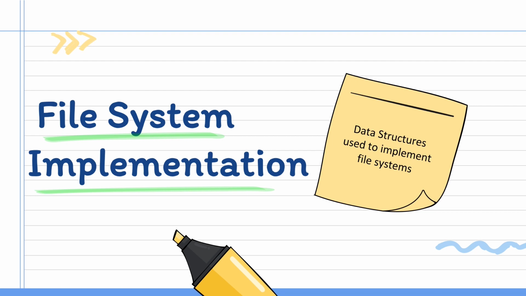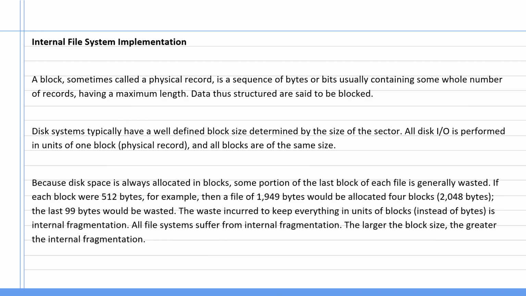Coming to file system implementation. It is nothing but the data structures used to implement file systems. Now let's understand what is internal file system implementation. A block, which is usually called a physical record, is a sequence of bytes or bits containing some whole number of records having a maximum length. Now disk systems typically have a well-defined block size determined by the size of the sector. So all input-output is performed in units of one block and all blocks are of the same size.